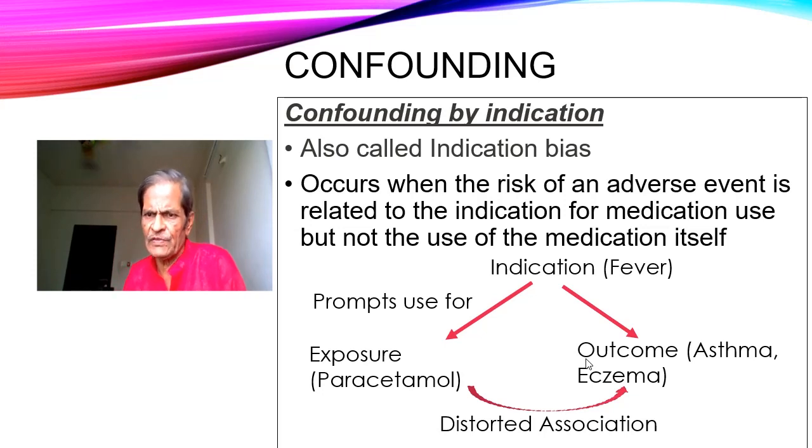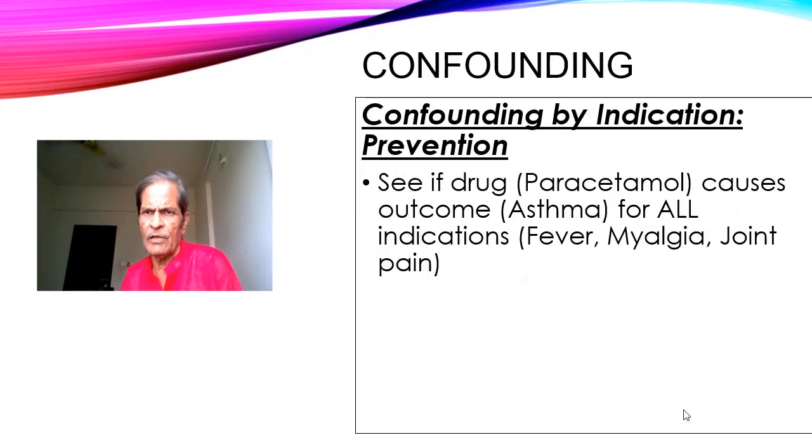In those persons who did not have asthma or eczema, you will not find paracetamol being used that frequently, because fever was not there in those persons. So this bias has occurred, because of which we are likely to conclude that paracetamol is the exposure factor for the outcome asthma. Naturally, this type of bias will occur in retrospective studies only.